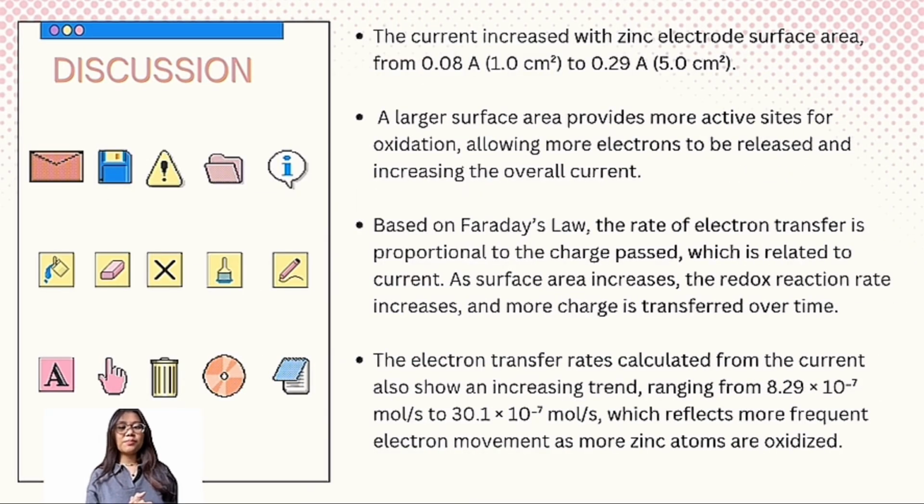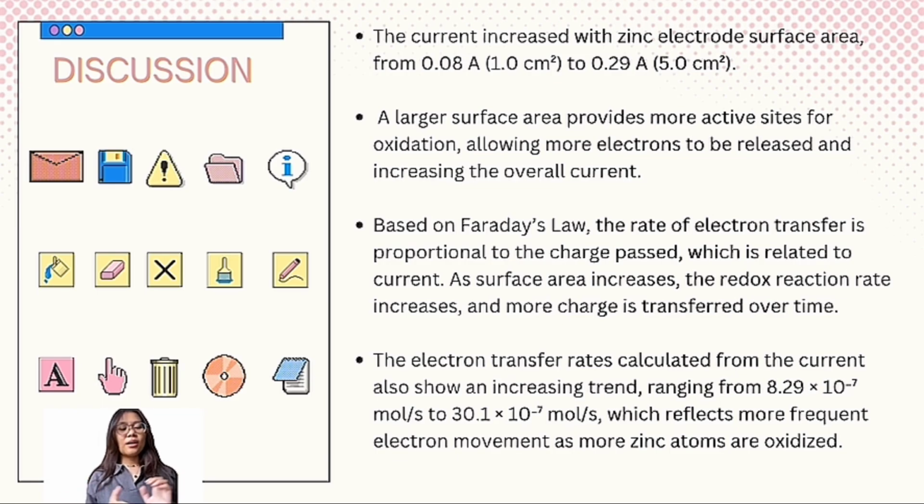Moving on to the discussion part of our experiment, as you can see from the results, the current increased with the zinc electrode surface area from 0.08 amperes at 1.0 cm² to 0.29 amperes at 5.0 cm², showing that a larger surface area provides more active sites for oxidation, which allows more electrons to be released and increases the overall current. This trend aligns with Faraday's law, where the electron transfer rate is proportional to the charge passed. So, as surface area increases, the redox reaction rate also increases, meaning more charge is transferred over time.